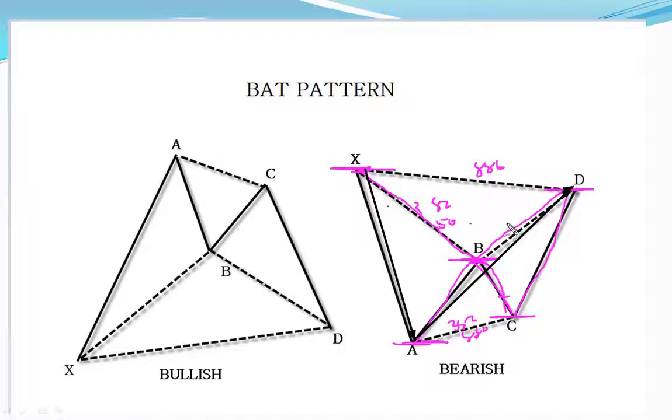Now, your B to C to D would have that same 1618 that we saw in the other pattern, the butterfly, to 2618. So B to C up to D, and then you have the XA up to D, and then you have the BC up to D. You have all this put together, that has your areas to watch, and that's your bat pattern.